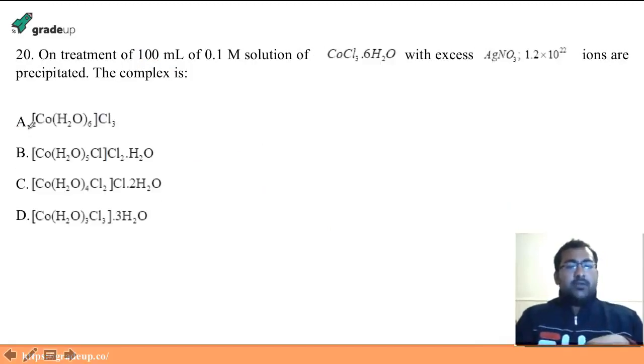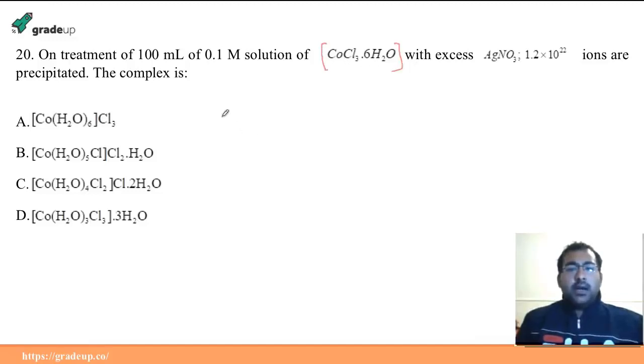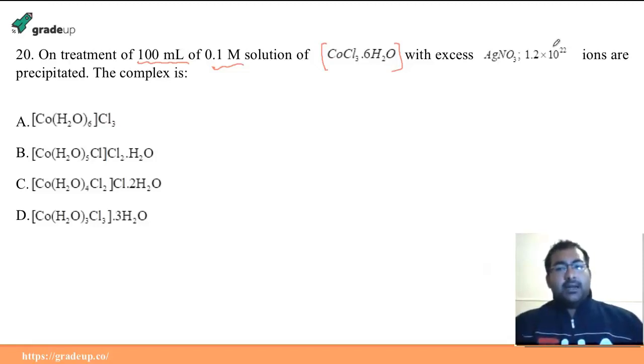Okay, so the last question for this screencast is on treatment of 100 ml of 0.1 molar solution of CoCl3.6H2O with excess AgNO3. Ions are precipitated. All right, so now it has been asked what the complex is.